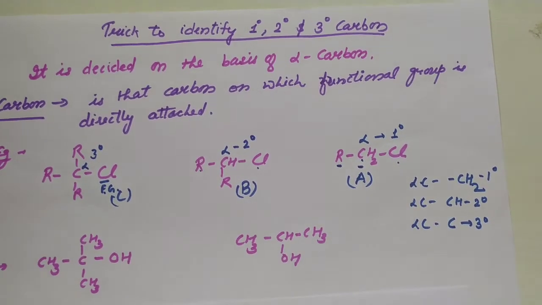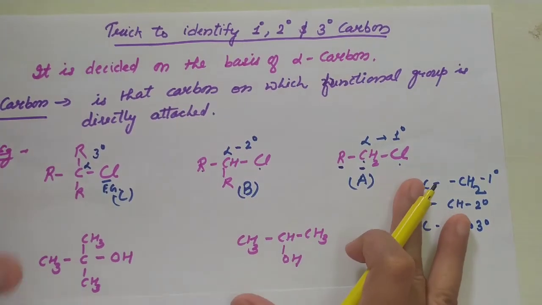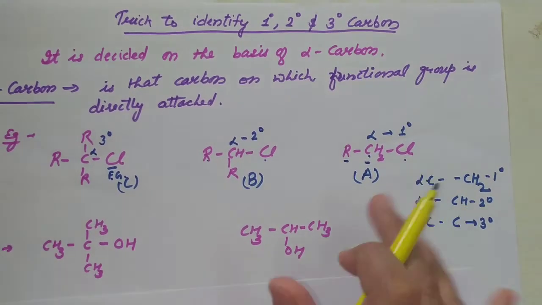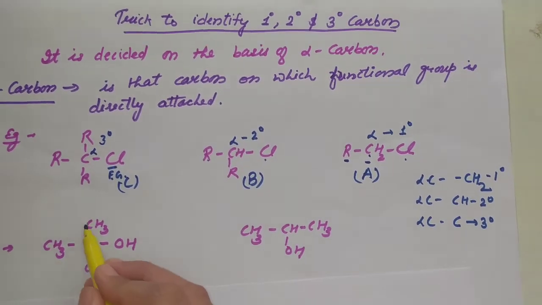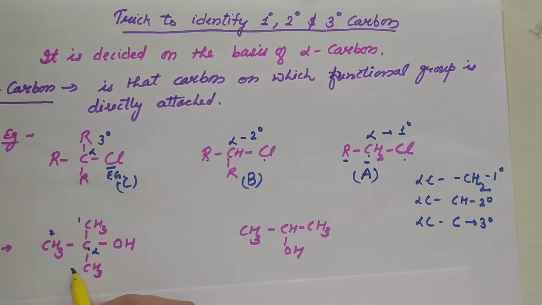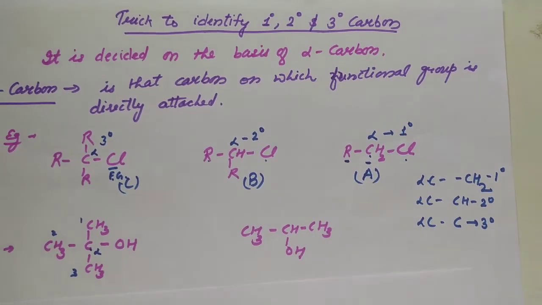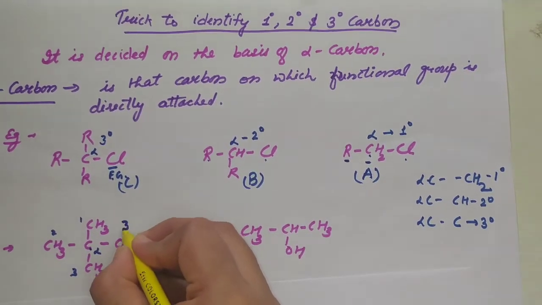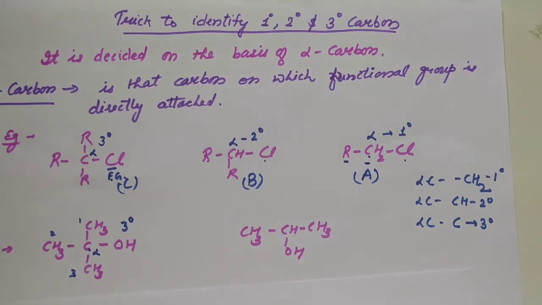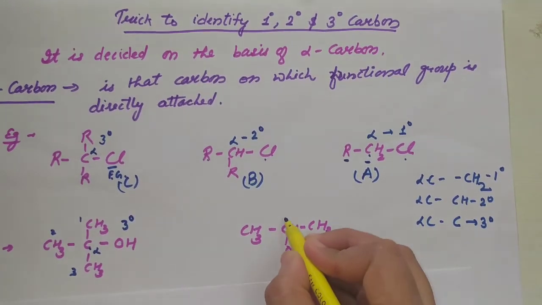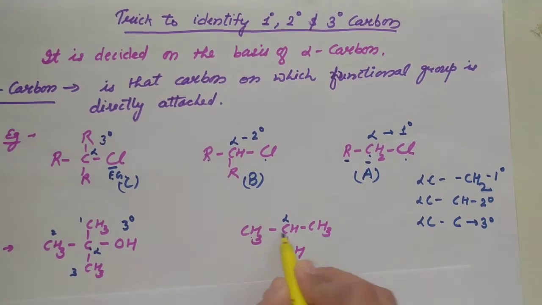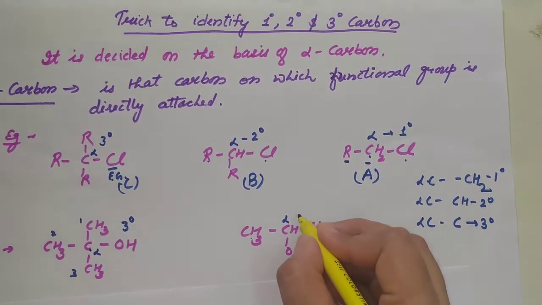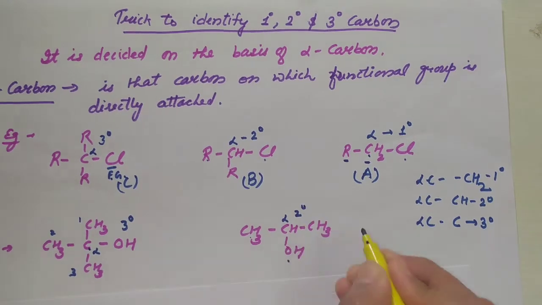Taking another example, this one. In this case, this carbon is the alpha carbon and it is attached to 1, 2, 3 alkyl groups. So this carbon is 3 degree. This is a functional group, so this carbon is the alpha carbon, and this carbon is attached to 2 carbon chains, so it is 2 degree.